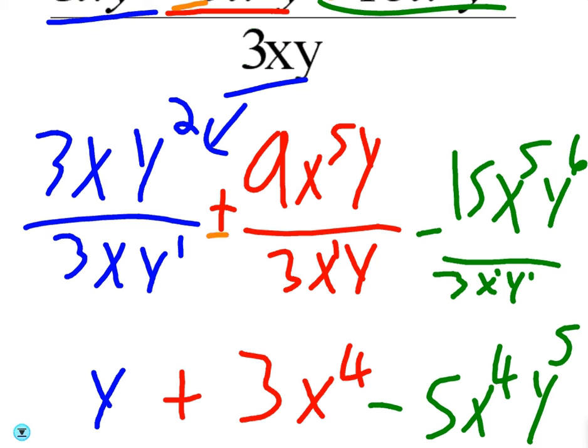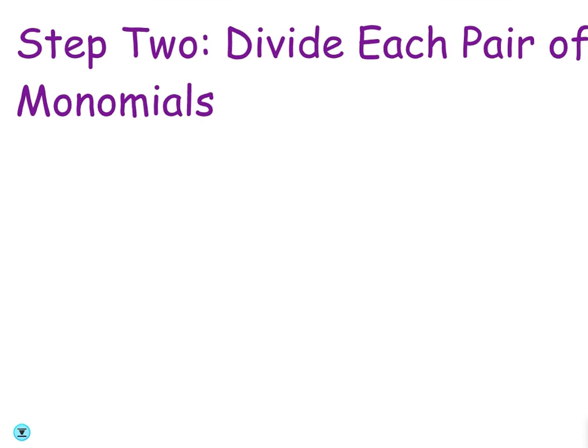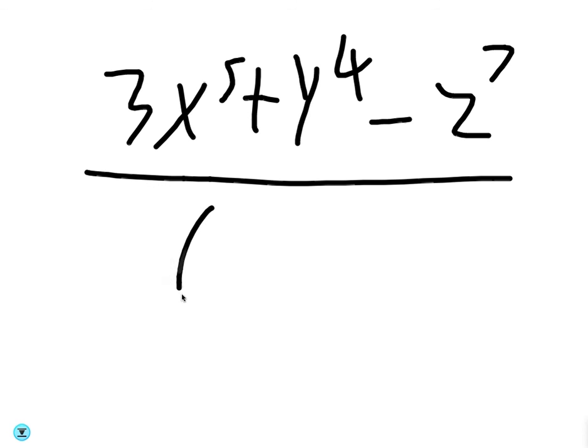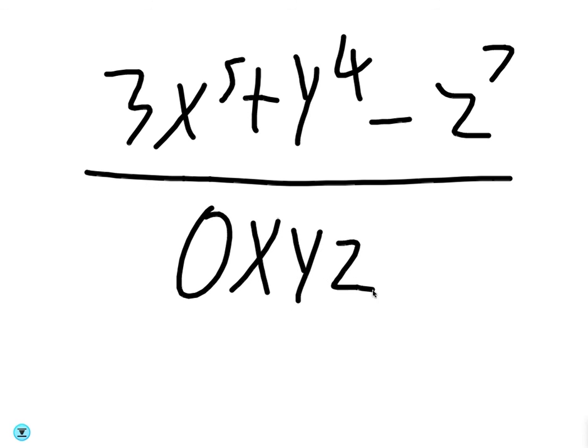Any other questions? What if it was, let's just throw one out here real quick since we have a little bit of time. Say we had 3x to the fifth plus y to the fourth, and you don't have to copy this down, minus z to the 7 all over 0x y z cubed. Wouldn't be 0. Wouldn't be 1. So what is this going to become on the bottom? Nope, won't become 1. It becomes 0.